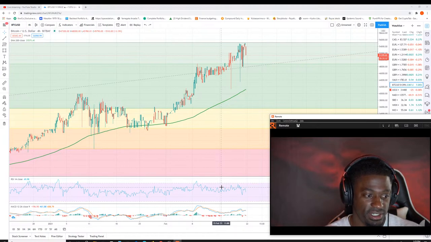Elon just tweeted Doge again. He's always tweeting. I think there's a bunch of people holding Doge that's preventing the price from going up because they're just holding on to it.